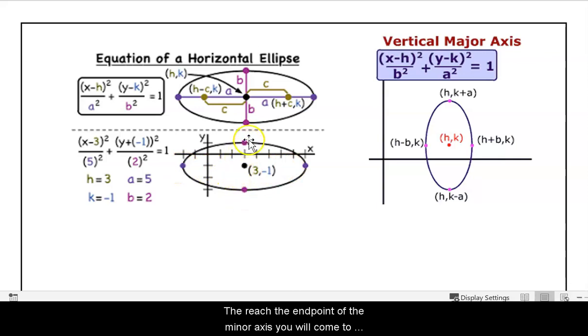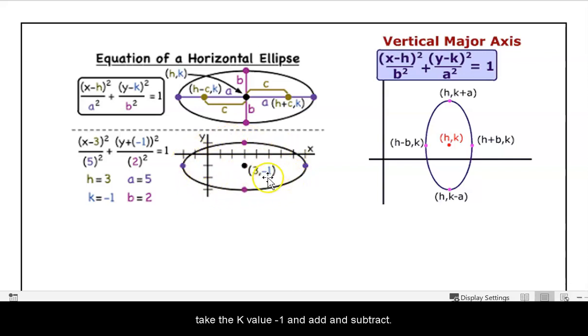To reach the endpoints of the minor axis, you will come to the center again, and since it's oriented horizontally, we'll take the k value, -1, and add and subtract 2. That puts us at 1 and at -3.